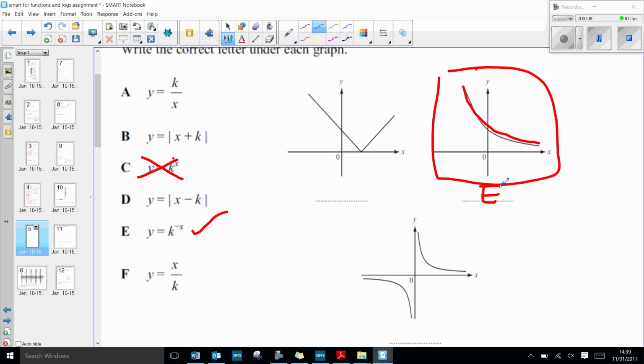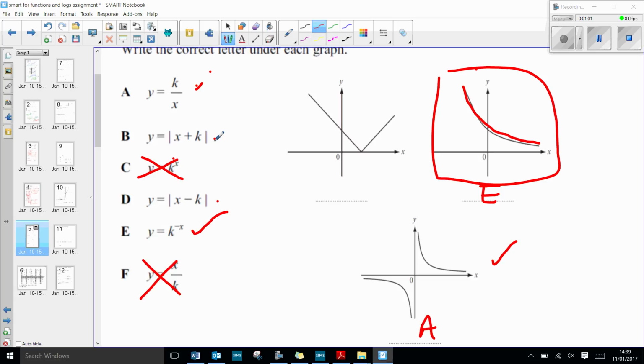The next one that may be the best one to look at is this one here. We know this is a reciprocal function where x is on the bottom, and there is actually only one where x is on the bottom, so it must be graph A. So it's not going to be this one here. So these are our other two.